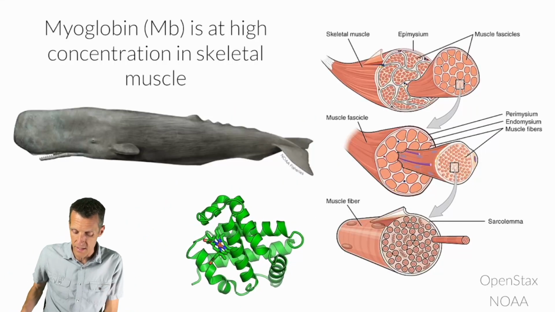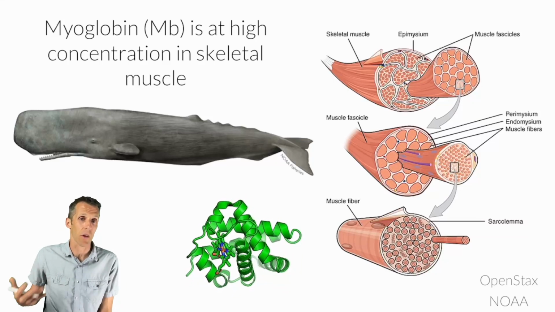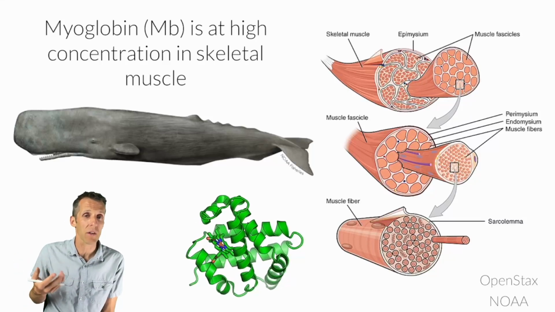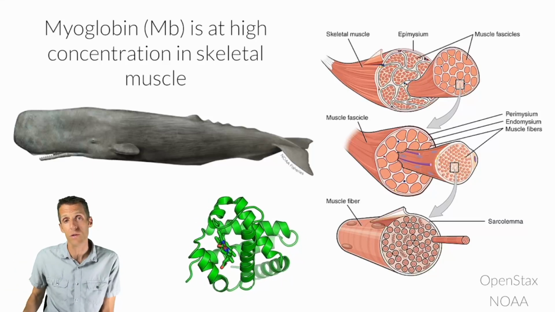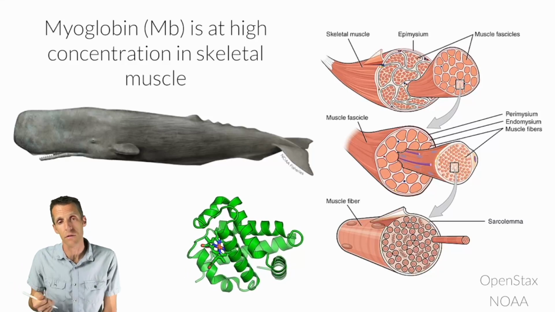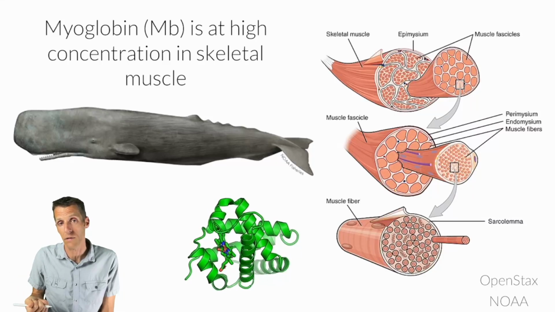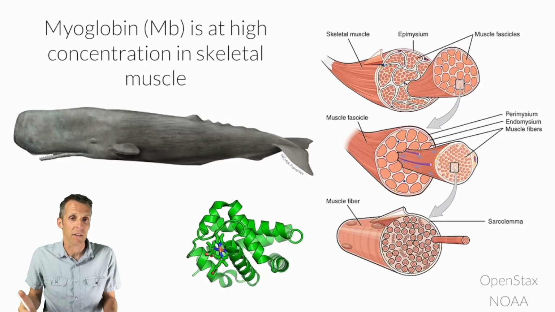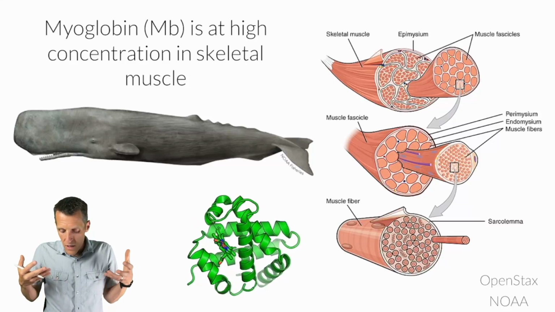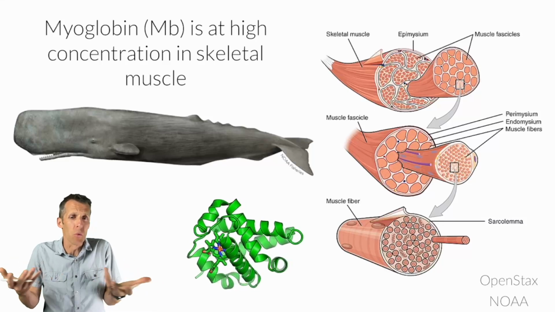So I said this is myoglobin. Myoglobin is a protein that's at very high concentrations in skeletal muscles. It has an oxygen storage role, particularly in contexts like a sperm whale. A sperm whale has a very high myoglobin concentration in its muscles, and that allows it to effectively store oxygen and not breathe for a long period of time, because its muscles have access to oxygen that's loaded up into the myoglobin in its muscles. So why doesn't hemoglobin just do what myoglobin does?